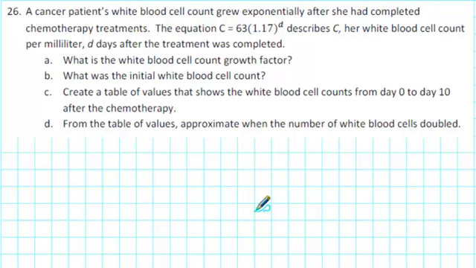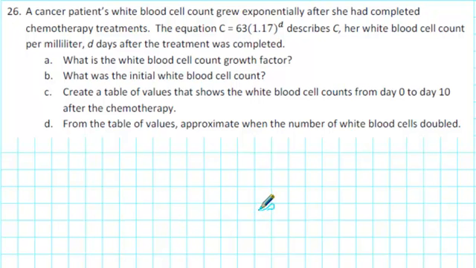A. What is the white blood cell count growth factor? B. What was the initial white blood cell count? C. Create a table of values that shows the white blood cell counts from day 0 to day 10 after chemotherapy. And D. From the table of values, approximate when the number of white blood cells doubled.